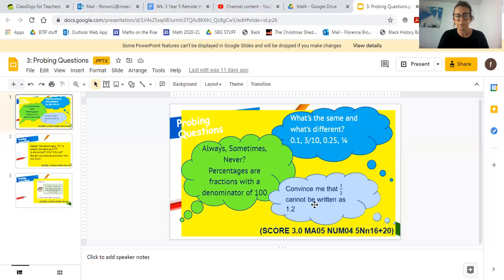Convince me that half cannot be written as 1 2/10. So you've got the 1 on the top and the 2 on the bottom. So why can't it be written as 1.2? They're the same numbers. How come? And prove what it should look like and how it shouldn't look like this. Okay, so those are the 3 problems.